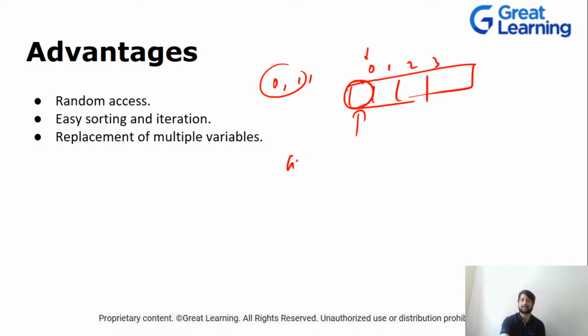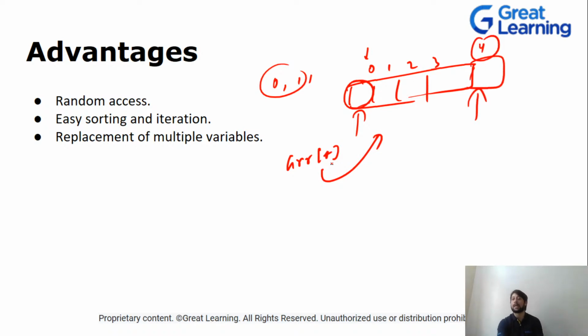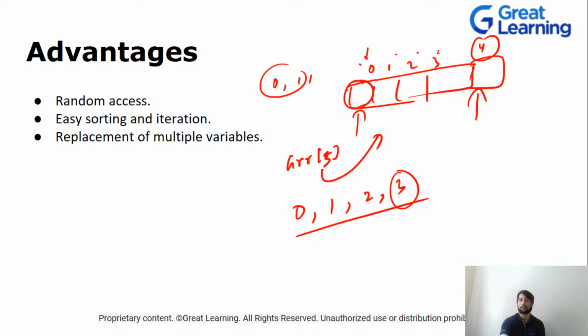If I'm trying to access ARR of 0 or ARR of 4, that means I'm going to access this fourth location, so let me just write 3, because indexing starts from 0. So if I'm saying 3, that means the fourth element in the array. Okay, 1, 2, 3, 4.